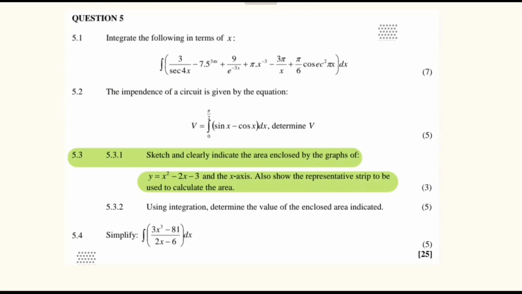Question 5.3.1, we sketch and clearly indicate the area enclosed by the two graphs y is equals to x squared minus 2x minus 3 and the x-axis. We show also the representative strip used to calculate the area in question.